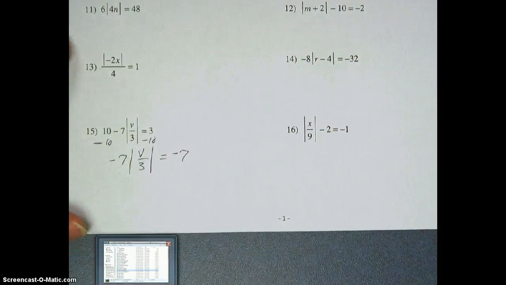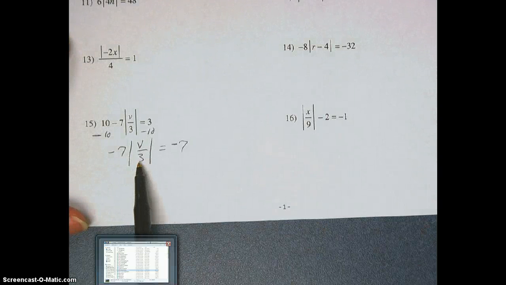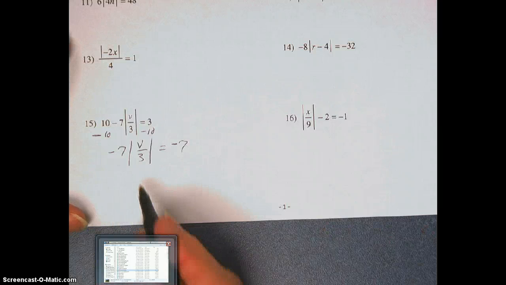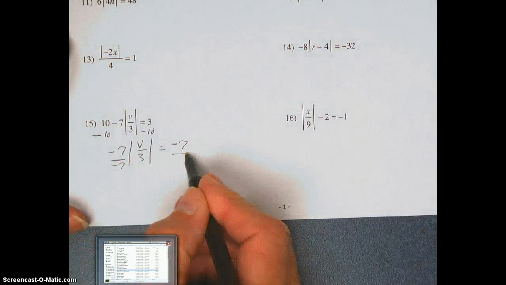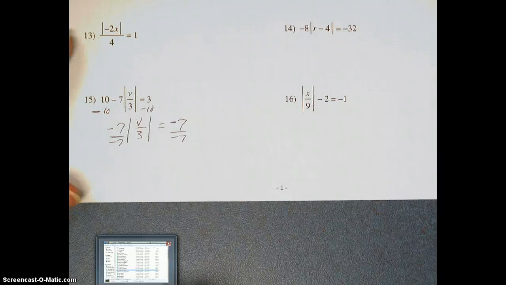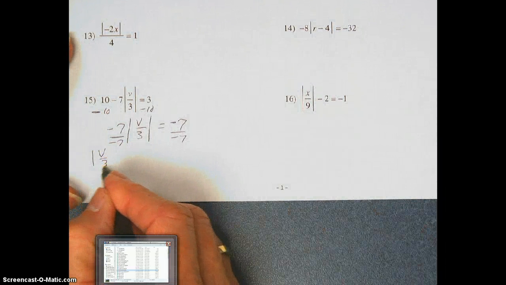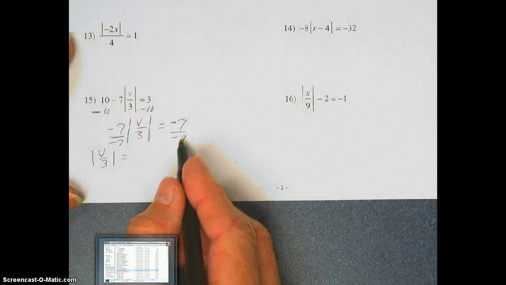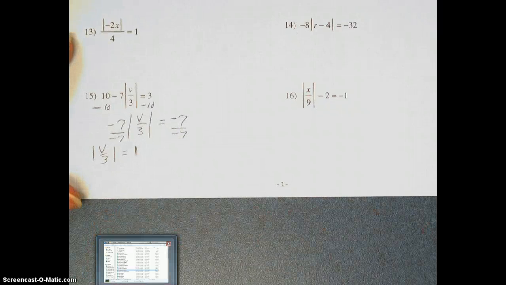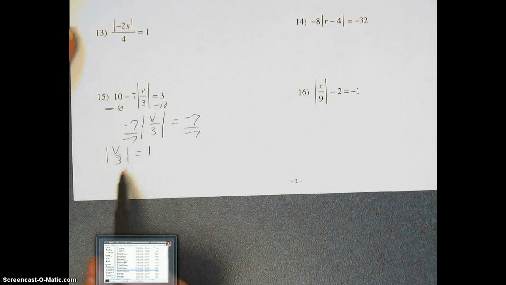Now again, before I decide to take whatever's inside the absolute value can equal a positive or a negative, let's get it down to just the absolute value. So I'm going to divide both sides by a negative 7. So I get the absolute value of V over 3 is equal to, a negative divided by a negative is a positive. Oh, now I can undo the absolute value.